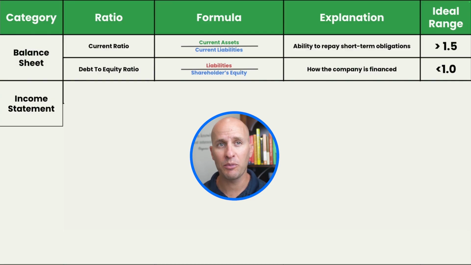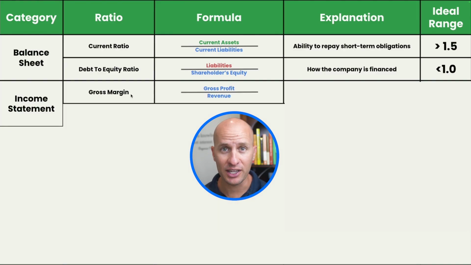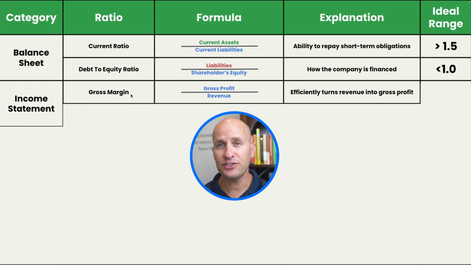Key ratio number 3 is found by looking at a company's income statement. This ratio is called the company's gross margin. And the formula here is gross profit in the numerator and revenue in the denominator. This number shows how efficiently a company turns its revenue into gross profit, and an ideal range for this number varies greatly by industry, but we think a decent rule of thumb is for this number to be over 40%.